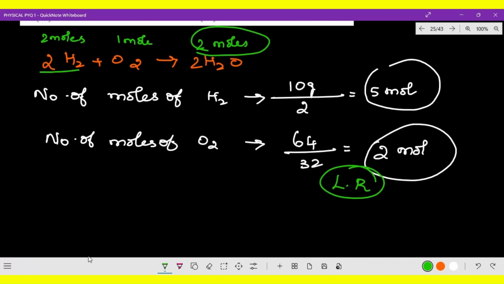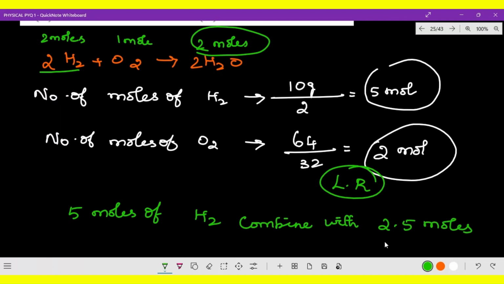So here, I'm coming to the point. 5 moles of hydrogen combined with 2.5 moles of oxygen only should come. See, here 2, here 1, and here 5, divided by 2, here 2.5 only. But actually, it is only 2 moles. So this is the limiting reagent.